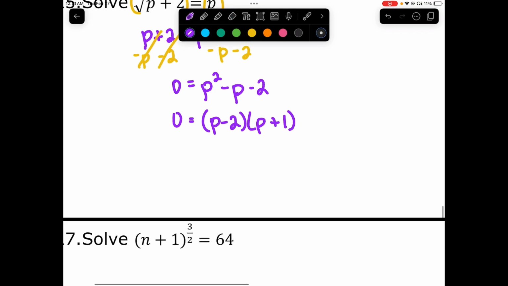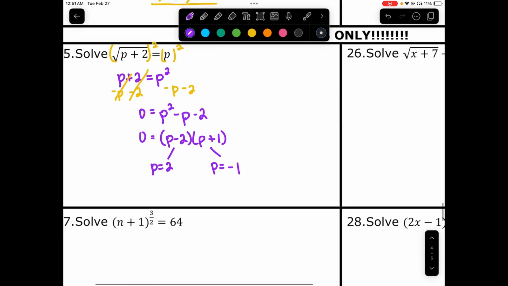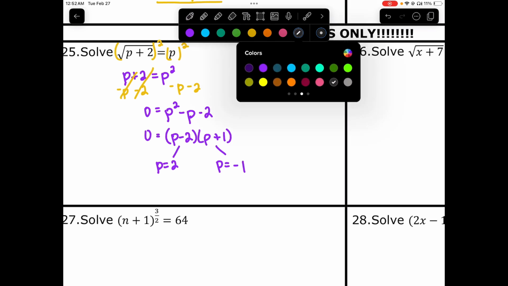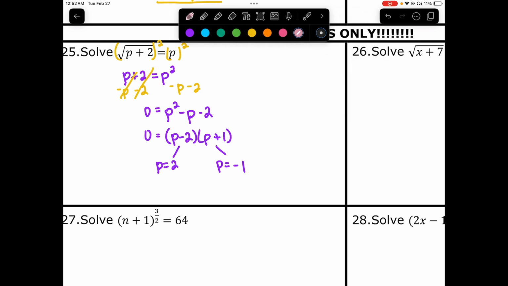So that means p equals 2, and that means p equals negative 1. Let's double check to make sure both of these are viable solutions. So the square root of 2 plus 2 equals 2. The square root of 4 equals 2. The square root of 4 is just 2. Yep, this one's good.